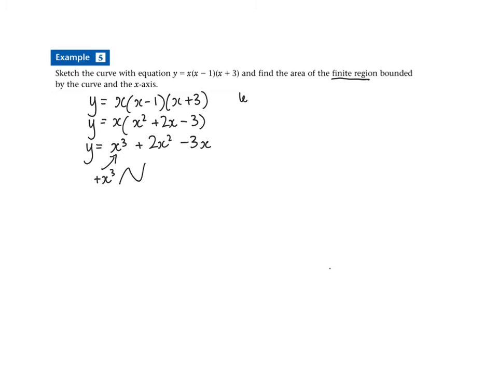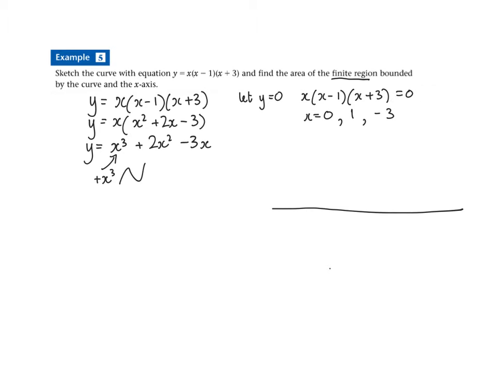And if we let y equal 0, that will give us the roots on the x-axis. So if we pop those in, we get x is equal to 0, could be equal to 1, and could be equal to minus 3. So that's our 3 points on the x-axis that the curve is going to cross. So let's see what we can draw here.